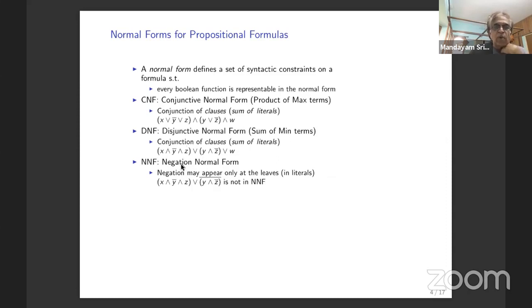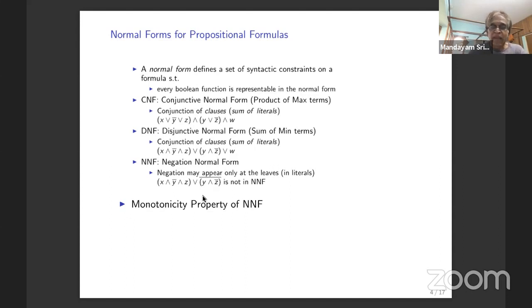Now, both these normal forms are instances of a negation normal form. A negation normal form is one in which the negation operator appears only at the atomic level, at the leaves of the formula. For example, this formula that is shown here at the end is not in negation normal form. Why?